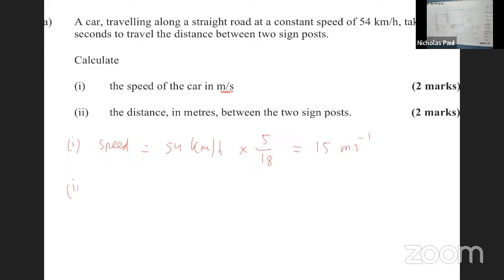So the last part, they wanted distance in meters, right? How do you find distance again, Nikolai? Distance is speed times time. The speed is 15, and the time is 20. Now we can multiply them. 15 by 20 is 300 meters. Everybody okay with that? Yeah? So nice. That is it for your time graphs, right?